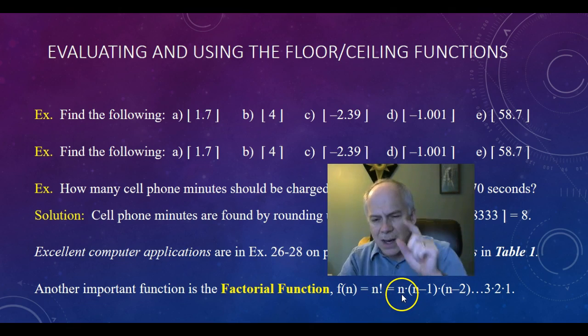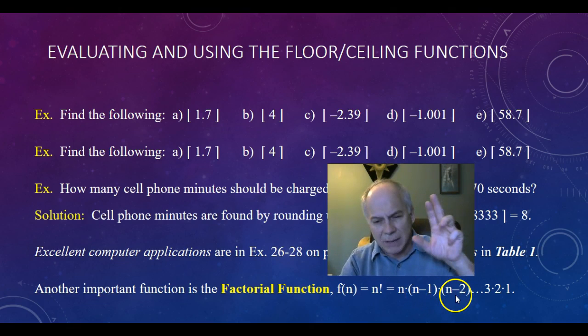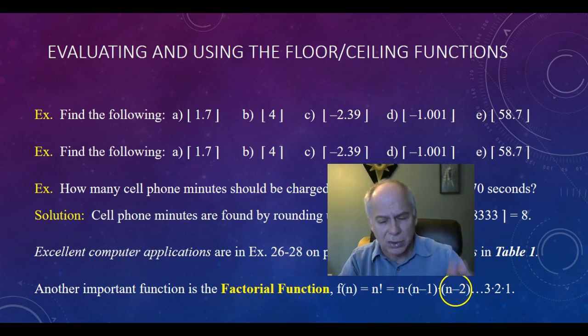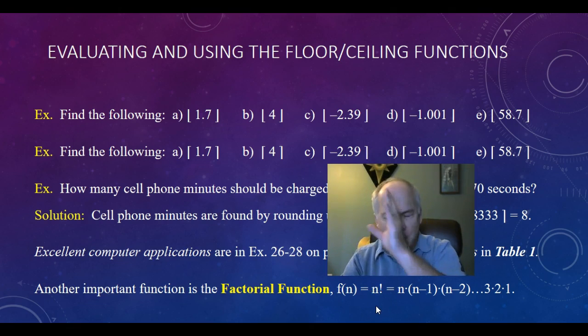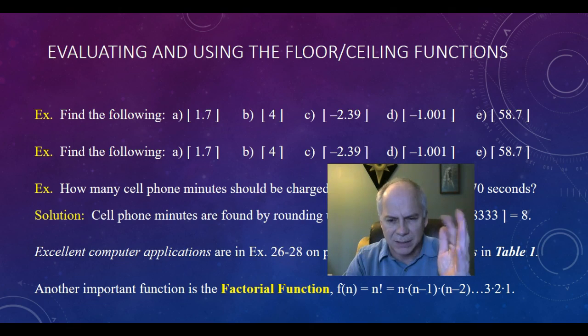What that means is multiply n times the number just less than n, so n minus 1, times the number just 2 less than n, n minus 2, all the way down until you get 1. So, for example, 5 factorial will equal 5 times 4 times 3 times 2 times 1. All right, so 20 factorial would be 20 times 19 times 18 times 17 times 16, all the way until we get down to 1. So it'd be a really big number.